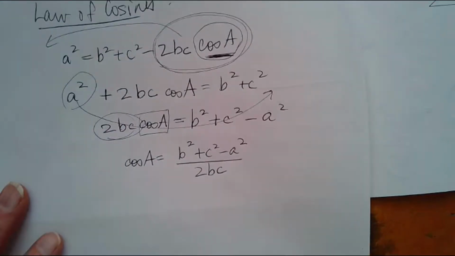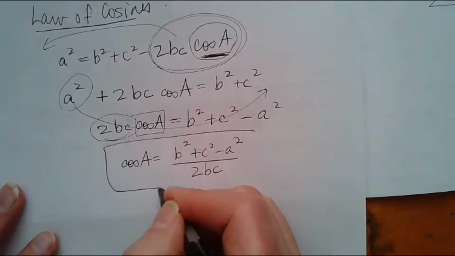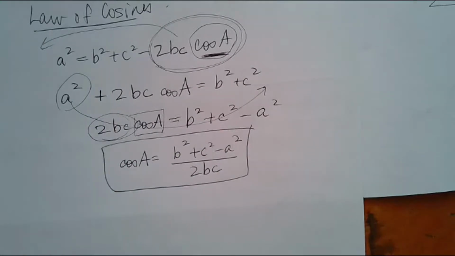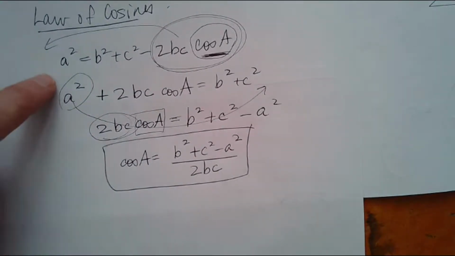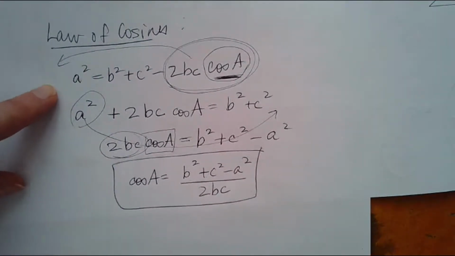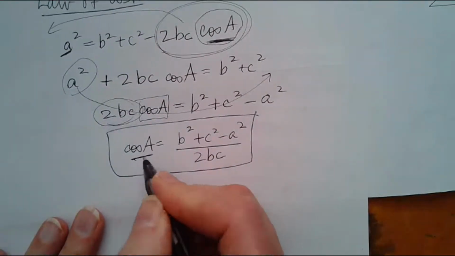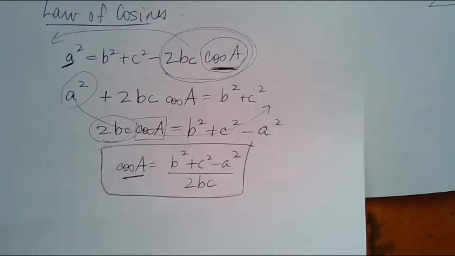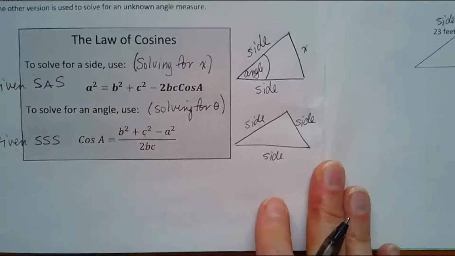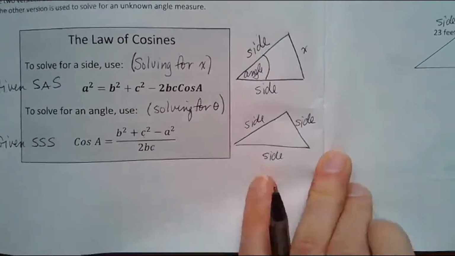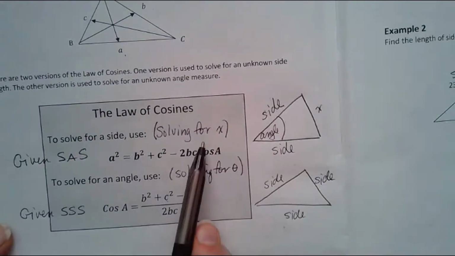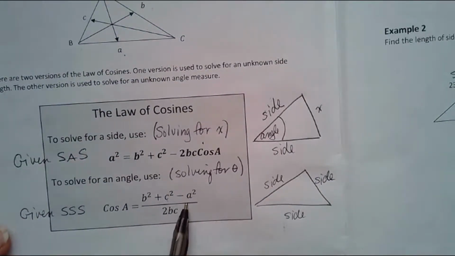All right, now you don't have to know that. You don't have to know it at all, but I'm just trying to show you that these two are really the same law. This is isolated to solve for sides, and this is isolated to solve for angles. And that's just to make the student's job easier, right? So you don't have to know that. I just wanted to let you know. So once again, solving for an x, solving for theta.